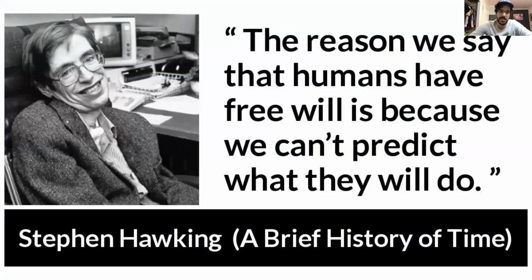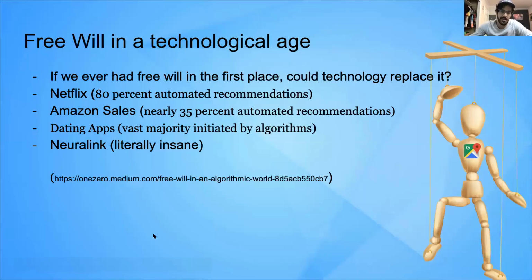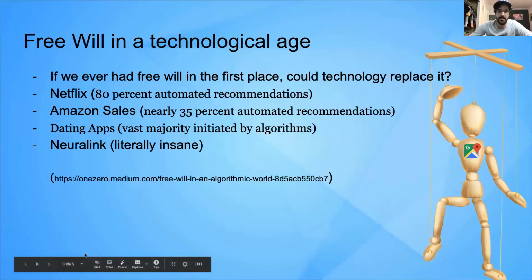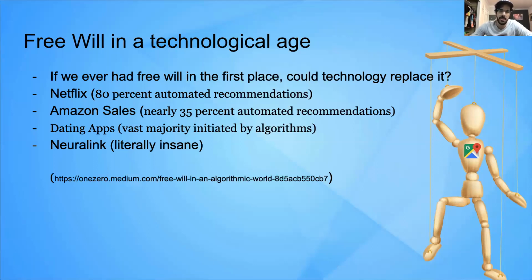Stephen Hawking once said, "The reason we say that humans have free will is because we can't predict what they will do." The reason this quote hits home for me is that we live in an age where algorithms rule. If we ever had free will in the first place, is it possible that it's being hijacked from us?